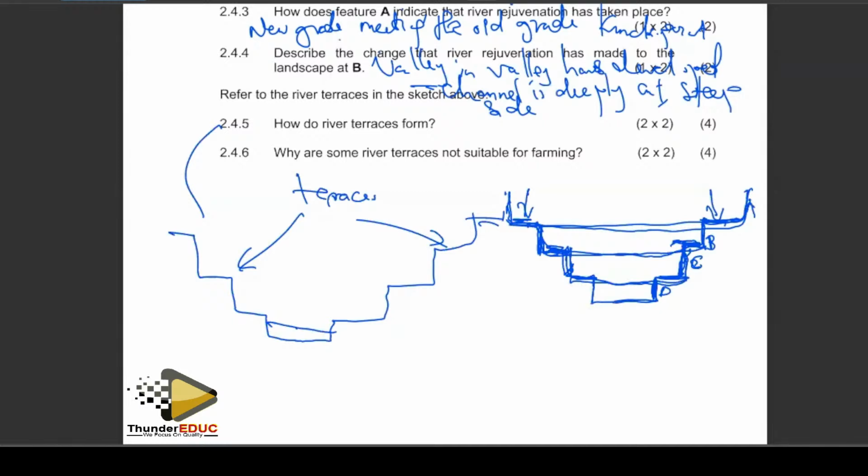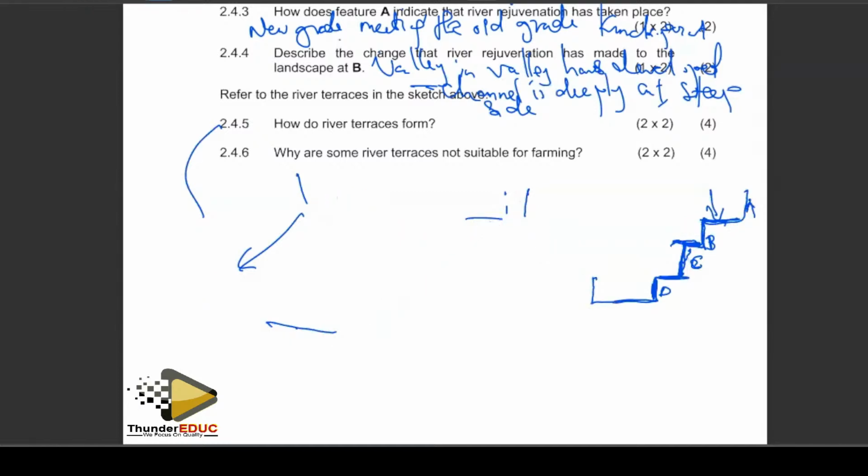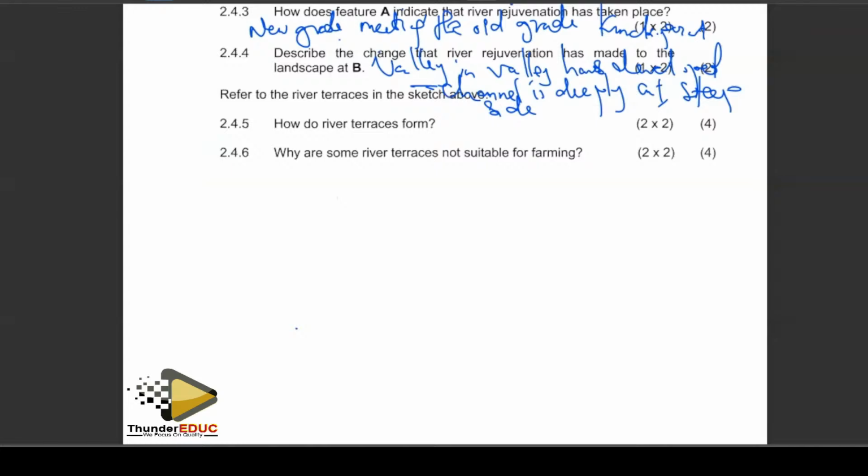Right, and then the last question, number 2, 4, 6. The question is saying, why are some river terraces not suitable for farming? Right, I'll just try to explain here. The reason why some river terraces are not suitable is because they have limited space.